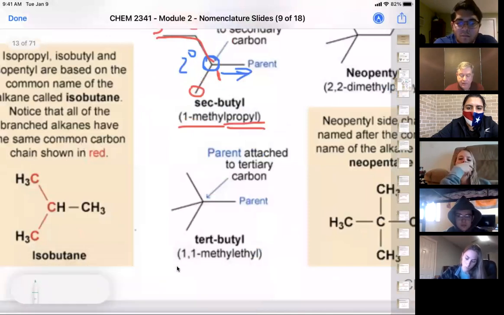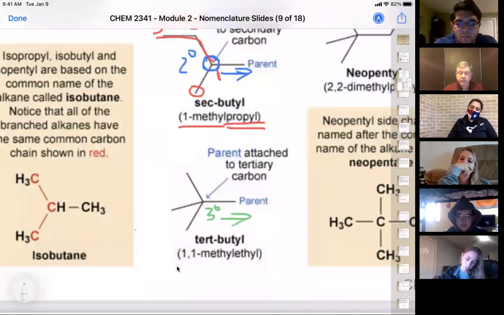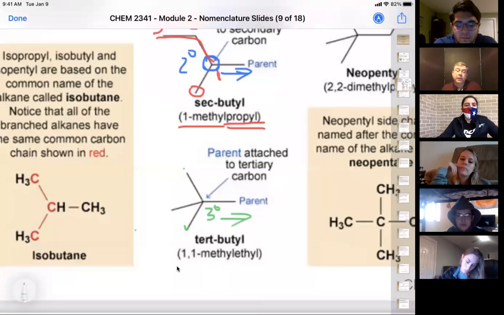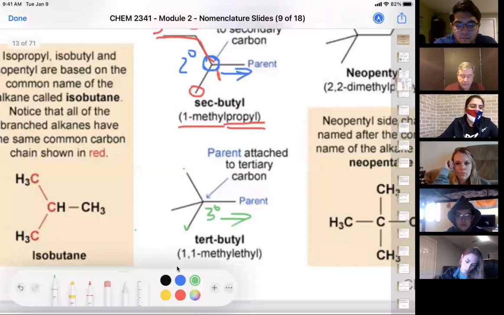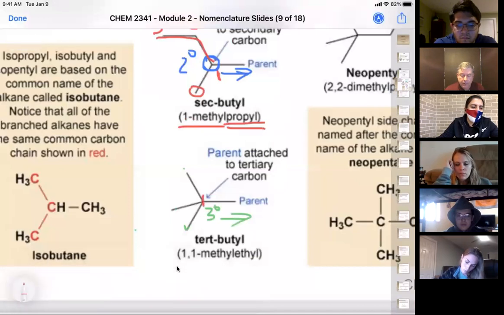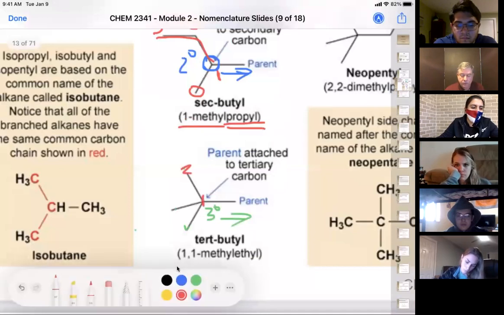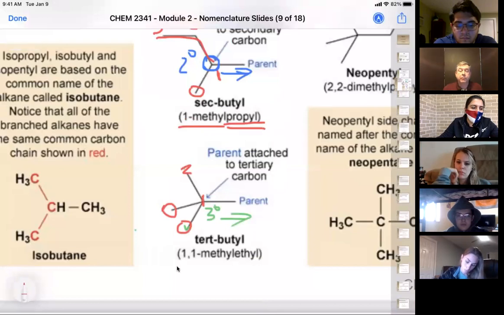And in T-butyl, we have a tertiary carbon attached to the parent chain, but we still have 1, 2, 3, 4 carbons. So we have butyl, but it's tertiarily attached to the parent chain. However, if we were to go with the IUPAC naming, we would have 1 and 2, and that would give us 2 methyl groups on that 1 carbon, which gives us the name 1,1-methyl ethyl as our substituent. Okay. Do you see how things build slowly and they are very precise about where things are attached?